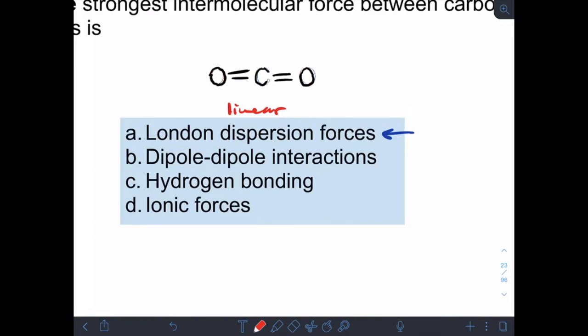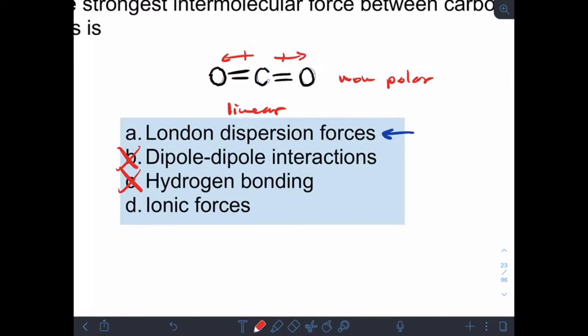And you would look at the individual bonds and you would see that the oxygen is more electronegative than the carbon in both cases. But they're pulling directly away from each other. They're canceling each other out. So this one is non-polar. Dipole-dipole interactions are off the table. Third question, do you have any hydrogens bonded directly to an oxygen, nitrogen, or fluorine? Well, there's no hydrogens in this molecule at all, so that's easy.